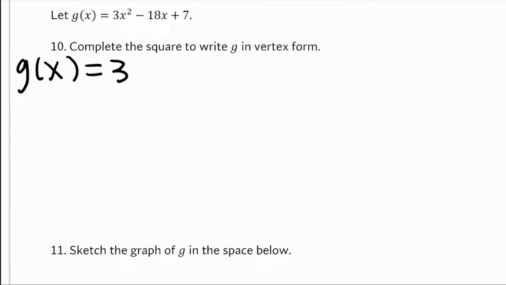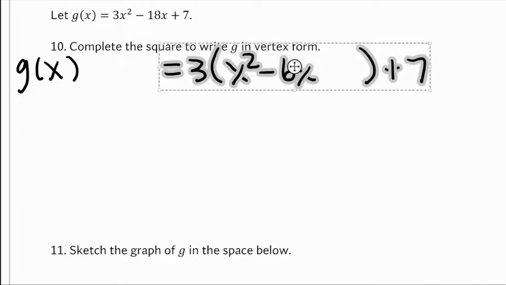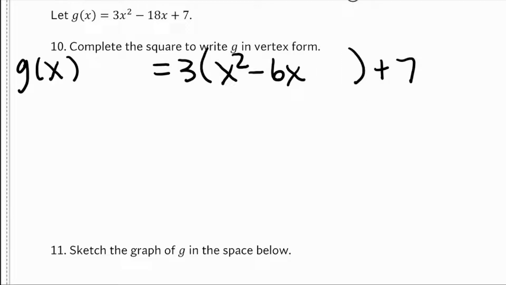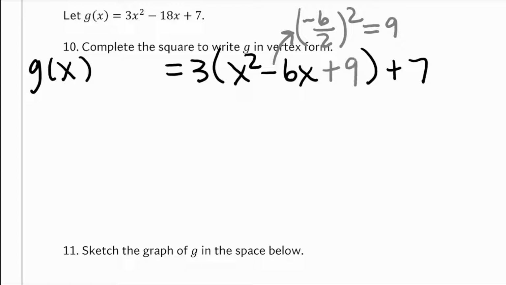g of x is going to be 3 times (x squared minus 6x), and I leave a spot to add something in, and plus 7. Okay, but I didn't leave any room to add anything to g of x, so I'm going to just add some room in now. Yeah, that'll be good. And now I have to think, okay, what do I need to add in right here to make this a perfect square trinomial? So I'm going to take negative 6, divide by 2, and then square it. Negative 3 times negative 3 is positive 9. So I'm going to add 9 over here.